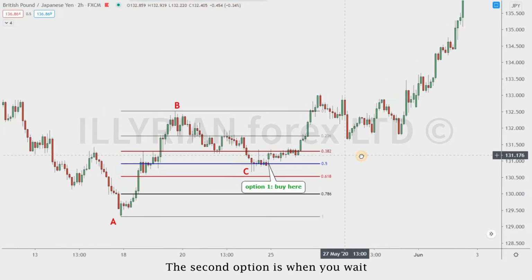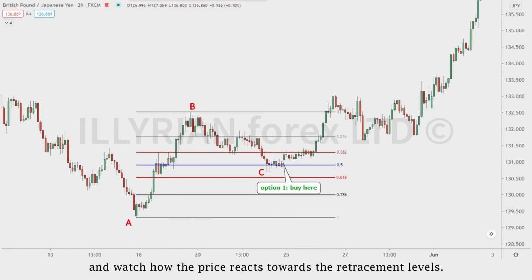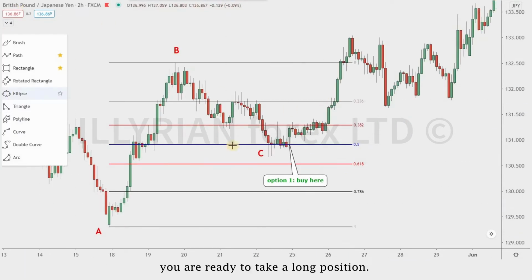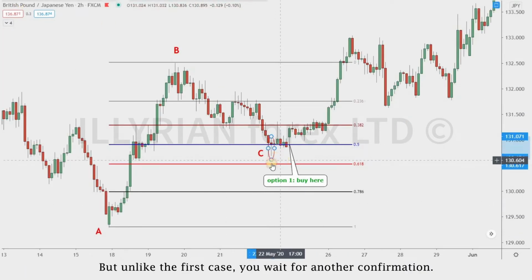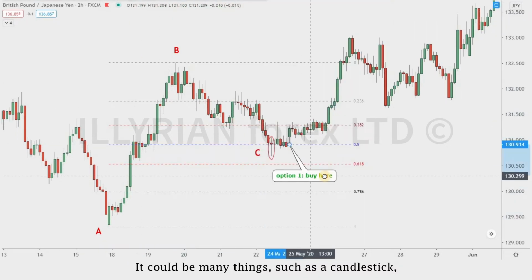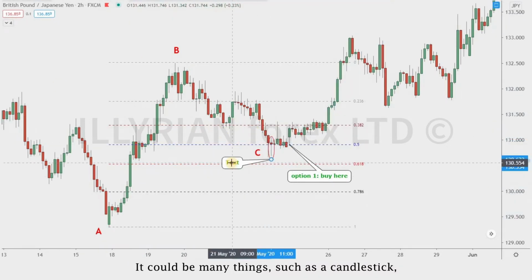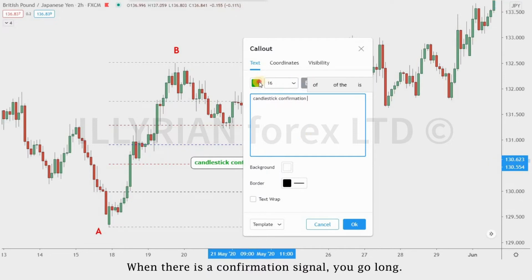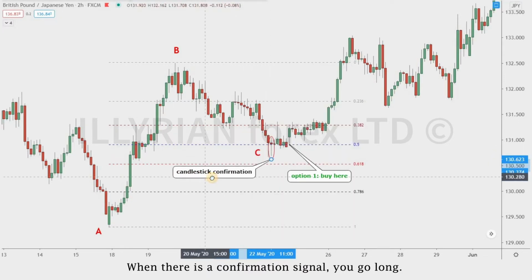The second option is when you wait and watch how the price reacts towards the retracement levels. If you see that 50% is probably the retracement which a bounce back may occur from, you are ready to take a long position. But unlike the first case, you wait for another confirmation. It could be many things, such as a candlestick, a small double bottom, or simply something that is written in your trading plan. When there is a confirmation signal, you go long.